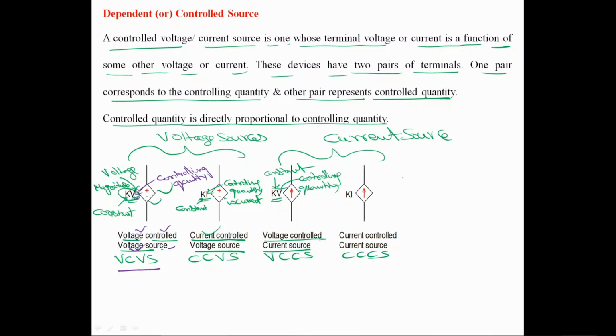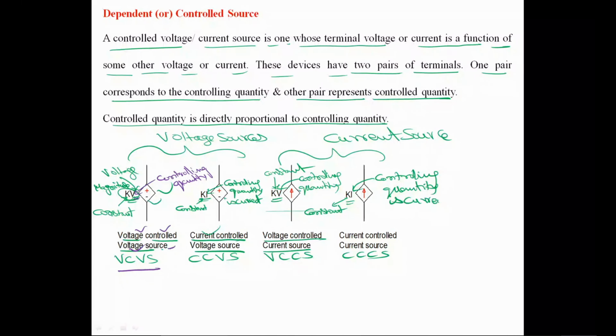Since this is a current source, likewise come here: this is a constant, and the controlling quantity in this case is current. Therefore, the controlling quantity here is current, and therefore it is called a current controlled current source. That means its magnitude depends on the current through some other branch in the circuit, and it is called a current controlled current source.